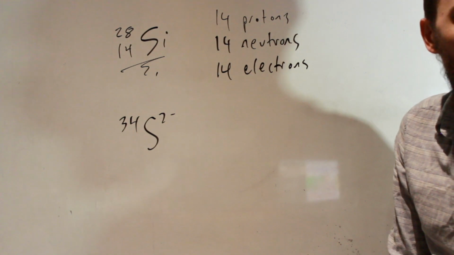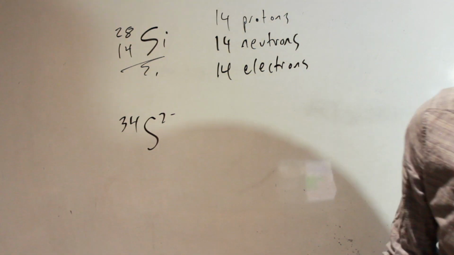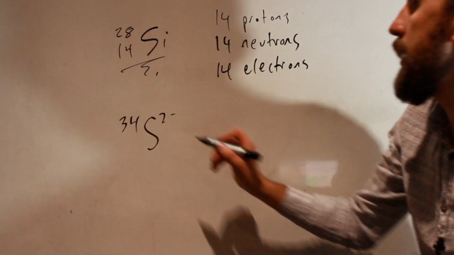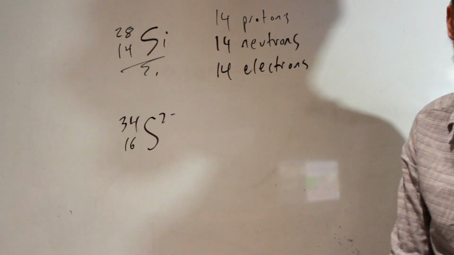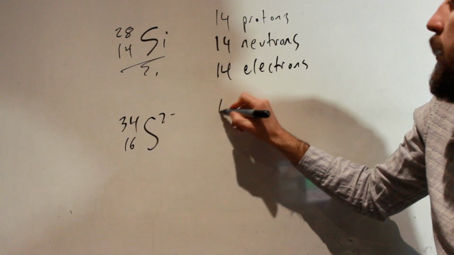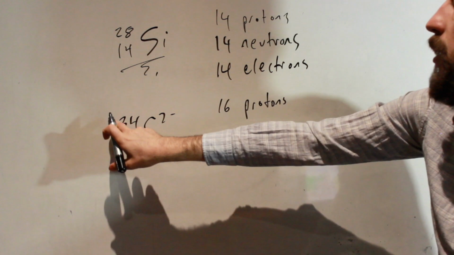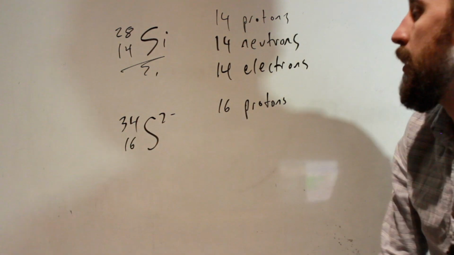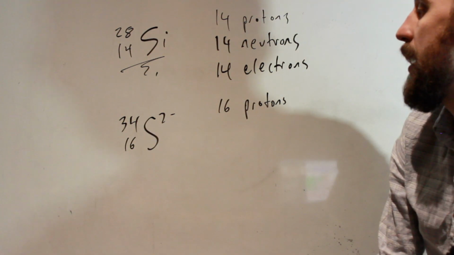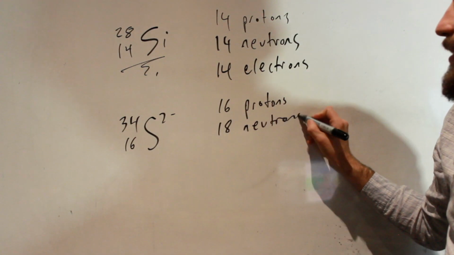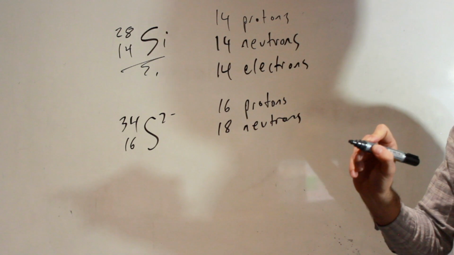Now, let's talk about the number of protons first. We're going to get that from the periodic table. It's got an atomic number of 16. I just read that off of the periodic table. That means we're going to have 16 positive protons. Mass number, we go that minus that, which, if I do this in my head, I really hope that equals 18 neutrons. Yeah, pretty sure about that.